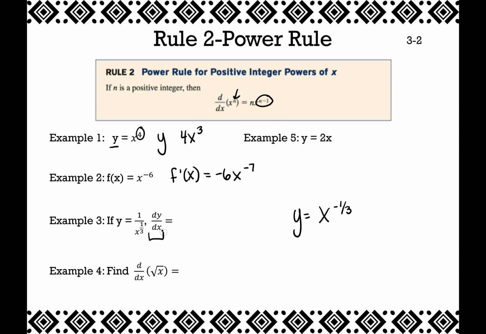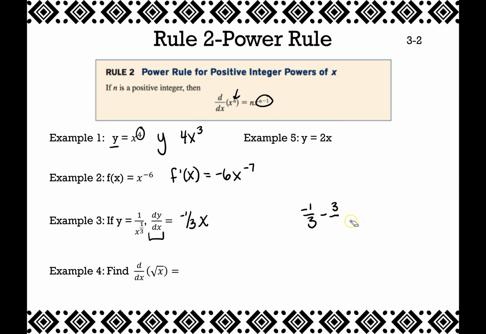So dy dx says take the derivative. So we bring that negative 1/3 down in front. Then I write x. And now I need to subtract 1 from this. Well, what is a negative 1/3 minus 1? Well, to do that, we have to get common denominators. So this is going to be a minus 3 over 3. This is the same thing as saying minus 1.